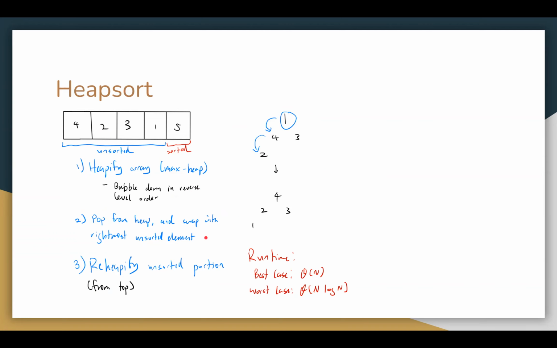Our best case here would be theta n, and the worst case would be theta n log n. The best case comes from if it's already in max heap form, then we just have to go through the array, which gives theta n. Our worst case is that we have to heapify the whole array again, put the first element at the end, and keep doing that until the array is completely sorted.